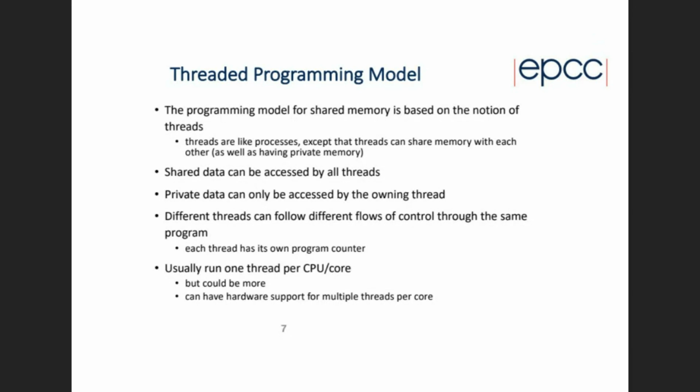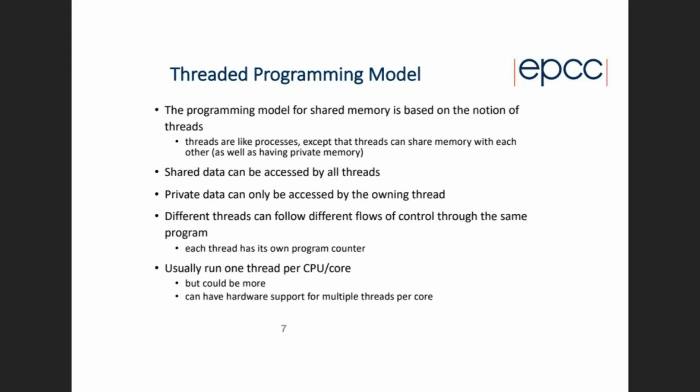Okay, and then to do useful parallel programming, different threads can follow different flows of control through the same program. Each thread essentially has its own program counter. Each thread has its own individual notion of which instruction it's going to execute next.